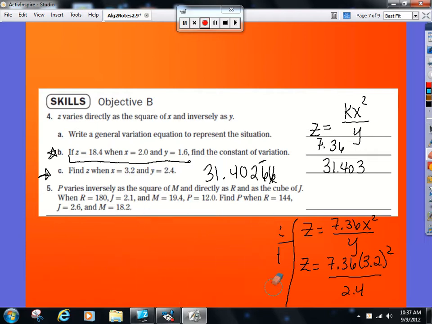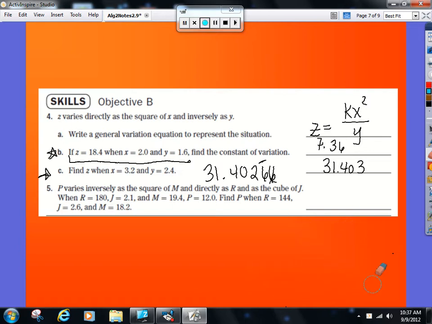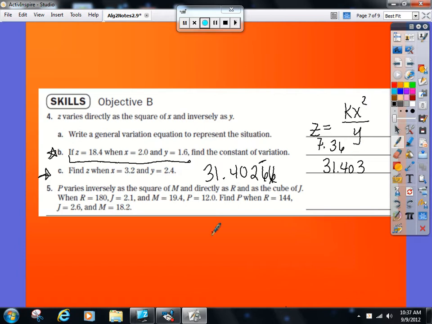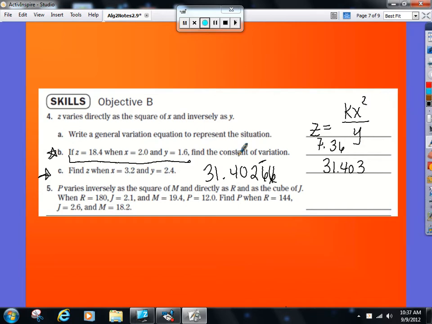Okie dokie, artichoke. Next one, I will go ahead and give you the answer for those of you who are bored and waiting. I get the answer of about, it says approximately 20.7. So let's see how we do it. P varies inversely as the square of m and directly as r and the cube of j. So the most important part of this problem is to write that relationship first. Inversely is the square of m, so m squared is going to be down below.